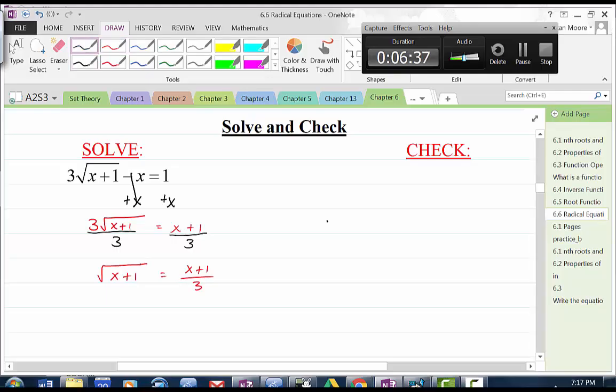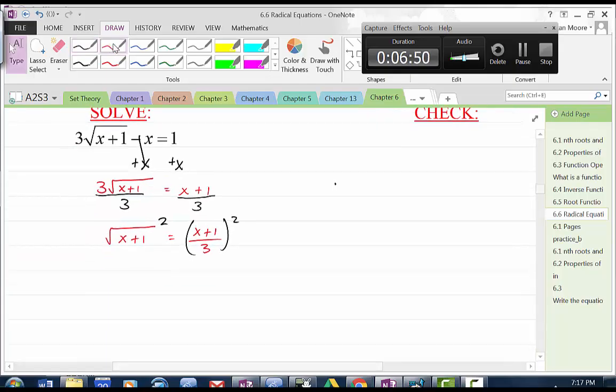In order to get rid of that square root, I'm going to square that side. But understand here, I have to square this whole thing right here. That whole thing needs to be squared. So when that whole thing is squared, understand now that you're left with x plus 1 equals, well actually when I mean the whole thing is squared, I mean the whole thing is squared.